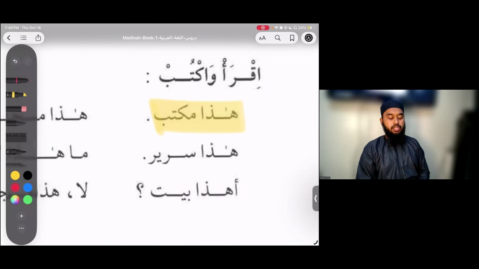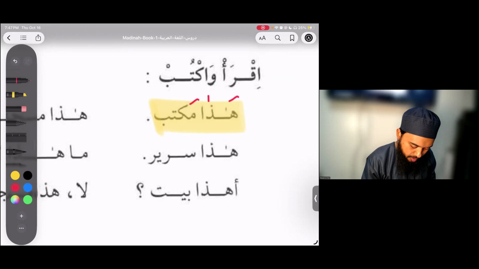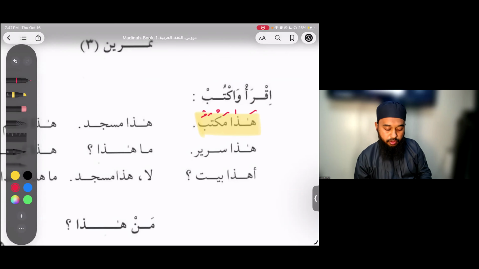Remember, I said the most important thing in this class, I'm going to always repeat myself, is the Arab. Arab is the last vowel. You have to pronounce the last vowel. You did right, but you didn't pronounce the last vowel. هذا مكتب. Correct. هذا مكتب. You see, you already know how to read something without vowels, right?